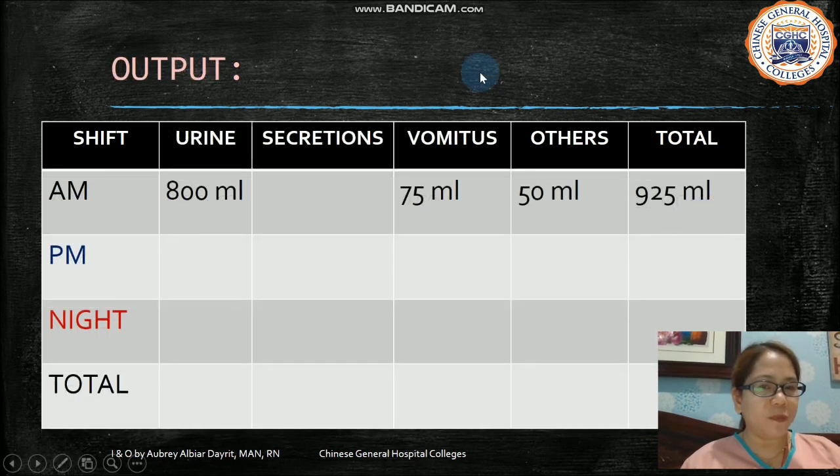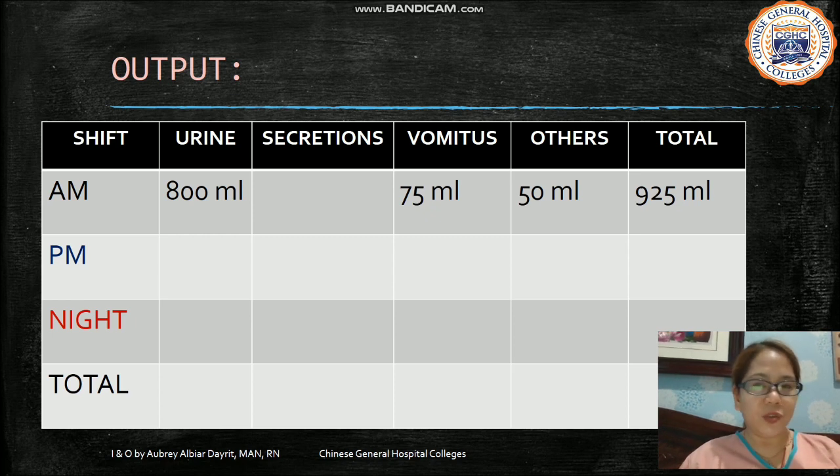Then, for output naman, ilagay din natin, since AM shift siya, tinotal natin yung urine output sa buong 8-hour shift. Then, yung vomitus niya, others, ito yung Jackson Pratt na drain natin. Then, a total of 925 ml. So, yun lang siya.